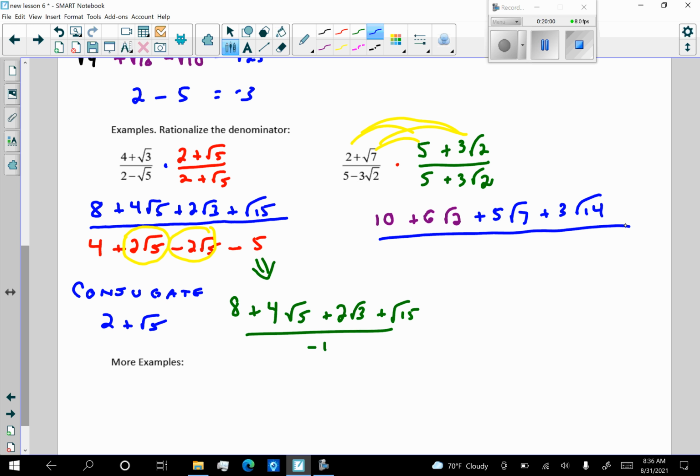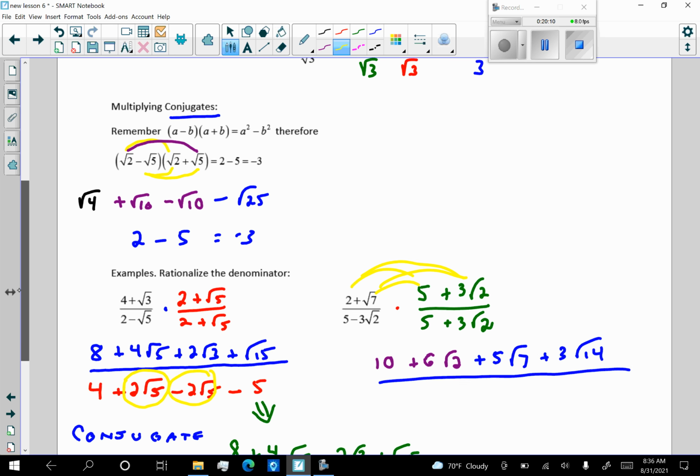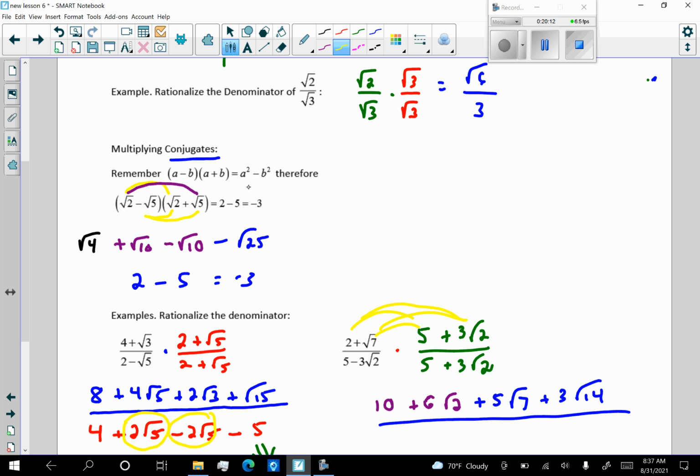And the bottom is going to become, let's start using this property so we can skip some steps. Let's use this property of a minus b times a plus b is a squared minus b squared. You can use that property.